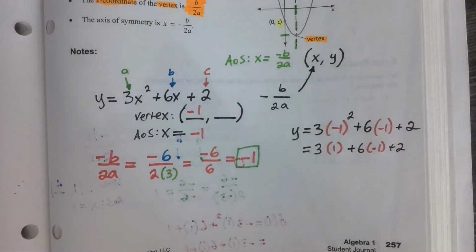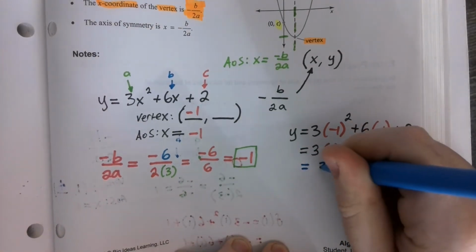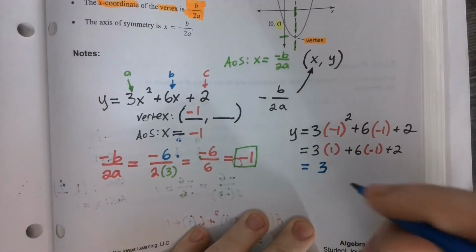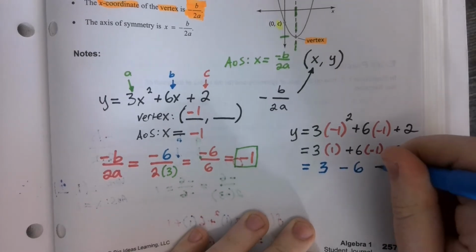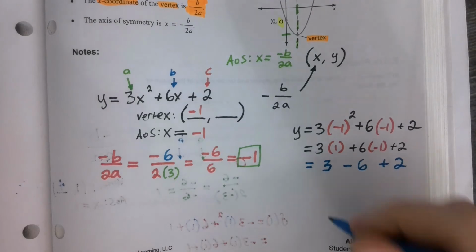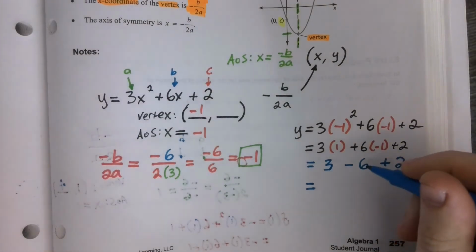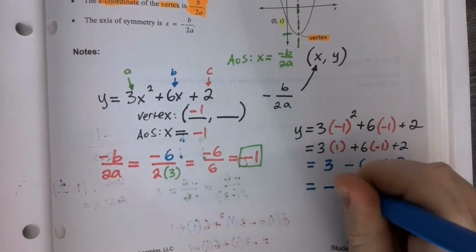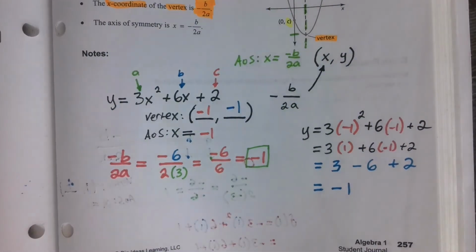Now we can multiply. What's 3 times 1? Well, that's just going to give us 3. What's 6 times -1? It's -6. And we have our plus 2 at the end. So all we need to figure out is what 3 minus 6 plus 2 is. 3 minus 6 is -3, plus 2 is -1. So it turns out our y value is also -1. That's a fun coincidence with this.